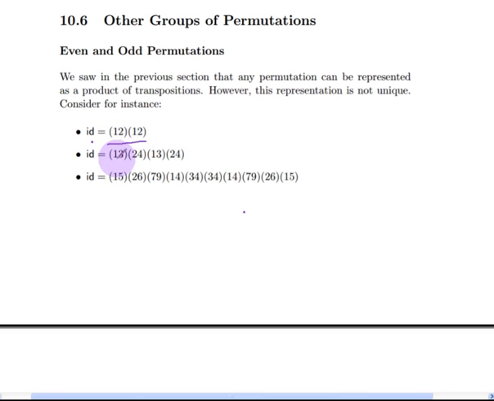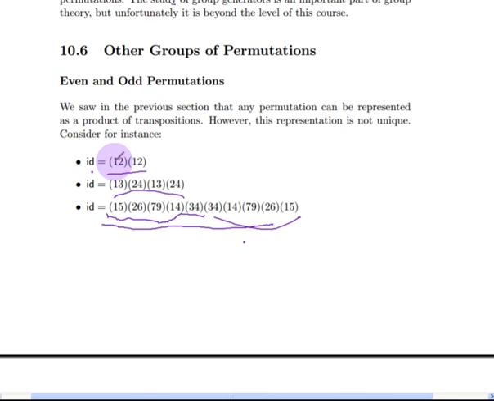You can verify that all of these are representations of the identity. Notice, in fact, I could write any sequence of 2-cycles and then write them in reverse order, and that would give me the identity. And you can think about why that is. You look at this one here. That's exactly what I've done here. These, if you take these and you reverse them, you get the identity. And that's always going to happen. So you can think about why that is.